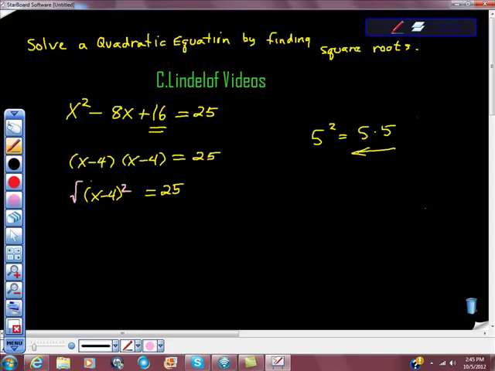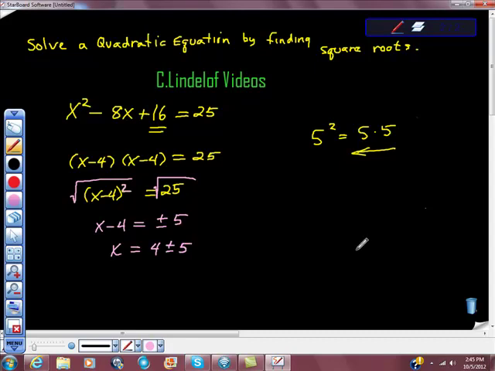If I take the square root of something squared, I get just the piece on the inside. So the square root of x minus 4 squared is just x minus 4. And the square root of 25 is positive or negative 5. And now I can just solve this for x by adding 4 to each side, so I get x is equal to 4 plus or minus 5.